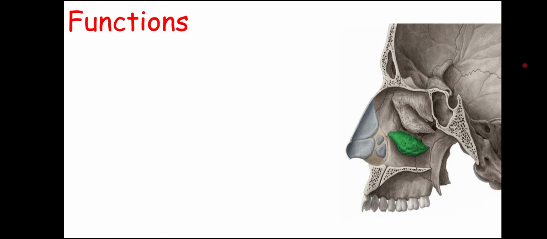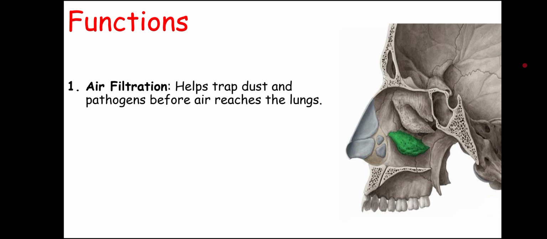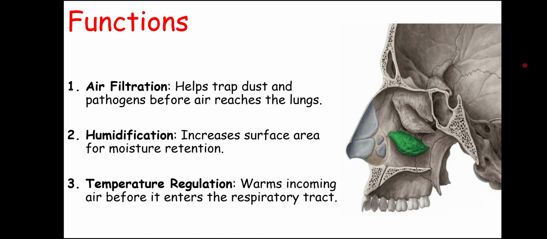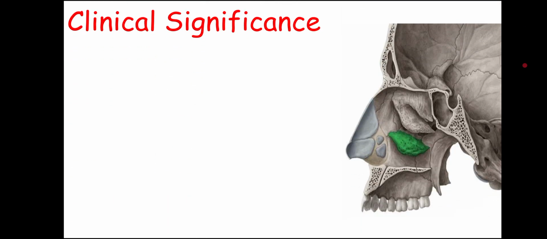Now let's talk about the function of inferior nasal conchi. The first function is air filtration, as it helps trap dust and pathogens before air reaches the lungs, and humidification, that is increased surface area for moisture retention. It also functions in temperature regulation, as it warms incoming air before it enters the respiratory tract.